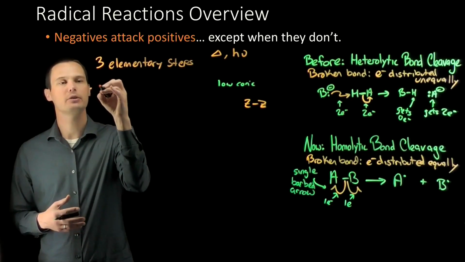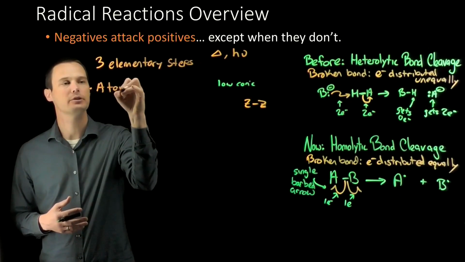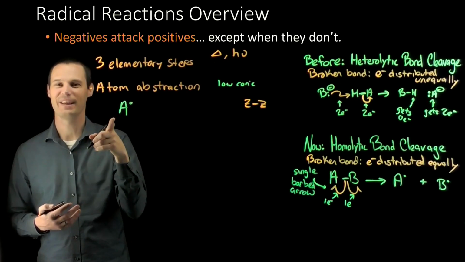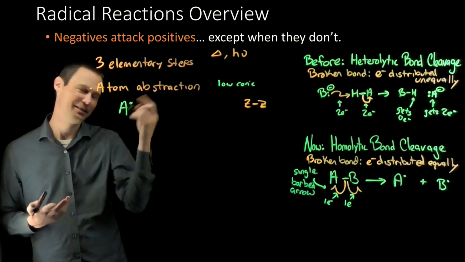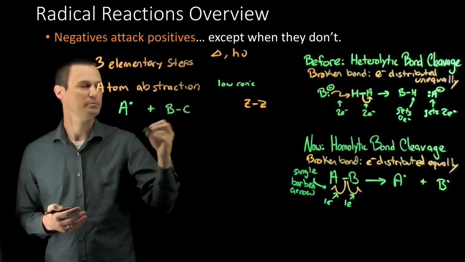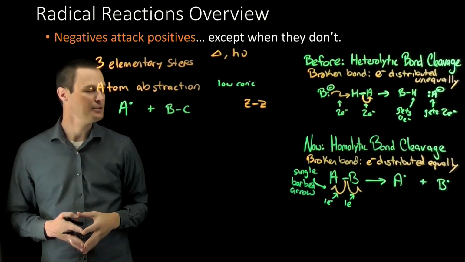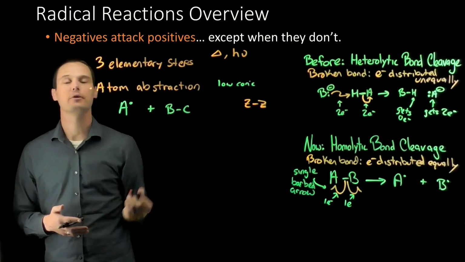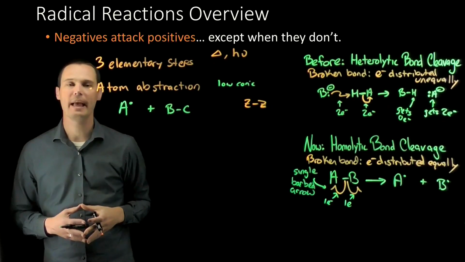And one of those elementary steps is what we call atom abstraction. And what that means is that if we have a radical, get it, a radical, these are the jokes, people, and we react that with some molecule, some bond between 2 random atoms B and C, we can abstract one of the atoms from this bond. This radical can abstract one of the atoms from this bond.